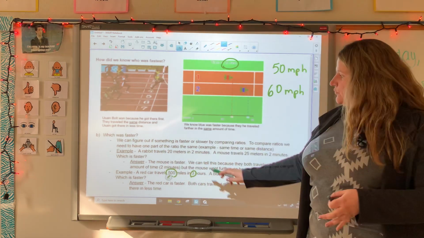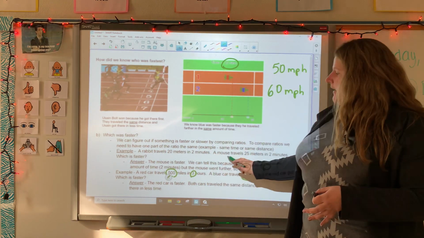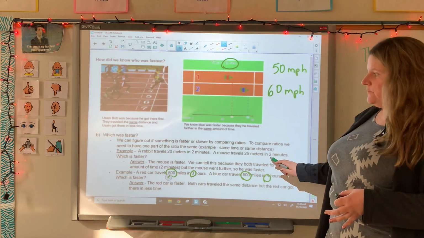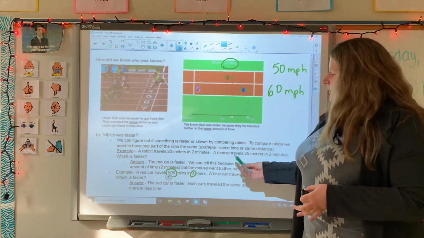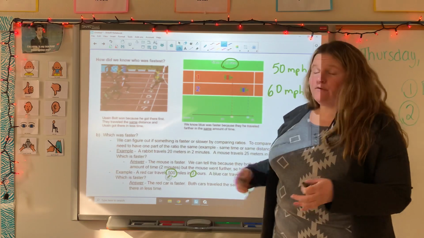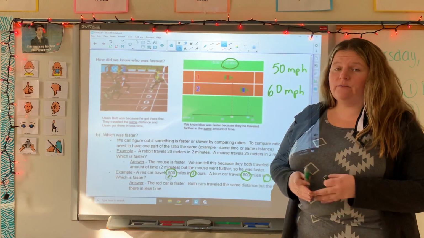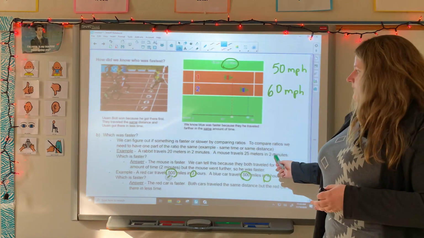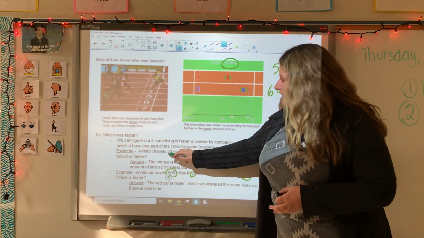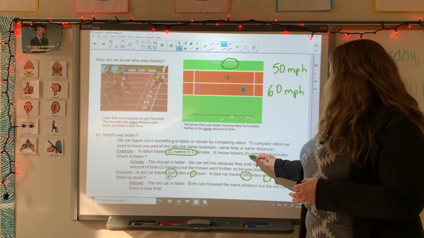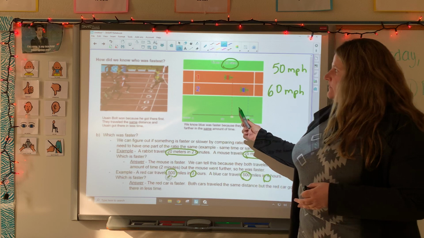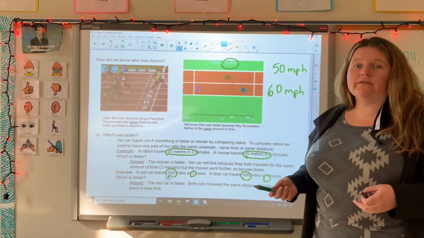If the rabbit goes 20 meters in 2 minutes and the mouse goes 25 meters in 2 minutes, who's faster? Well, the mouse is faster because he went farther in the same amount of time. So they both traveled the same amount of time, but one just went farther. So there's two different ways to think about that.